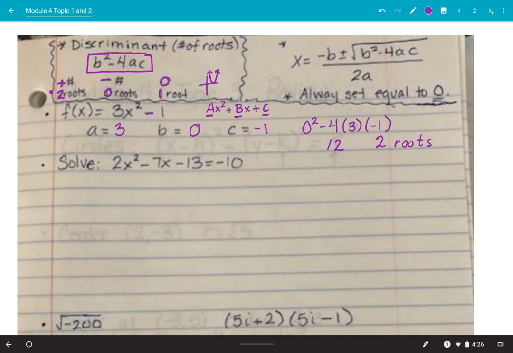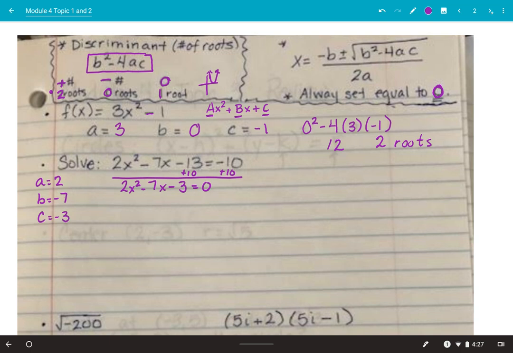Okay, the next one, we're going to actually use the quadratic formula. Very first thing, always make sure it's equal to 0. Find your a, b, and c, and you're going to plug it into the formula. So our example here, we're going to add 10 to both sides. So 2x squared minus 7x minus 3 equals 0. And I like to go a is 2, b is negative 7, and c is negative 3.